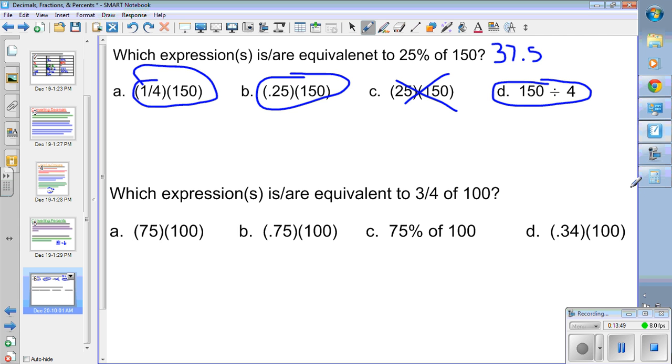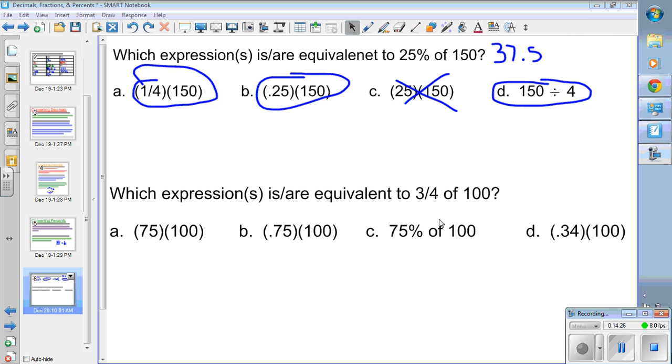All right, next one. Which expressions are the same as 3/4 of 100? So again, we're looking at 3/4 times 100. You're looking to see which of these are the same as 3/4. Go ahead and pause it and work them out. I'm going to go ahead and find the answer just so I can do like I did with the last one.